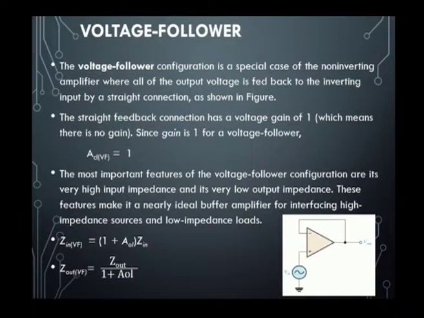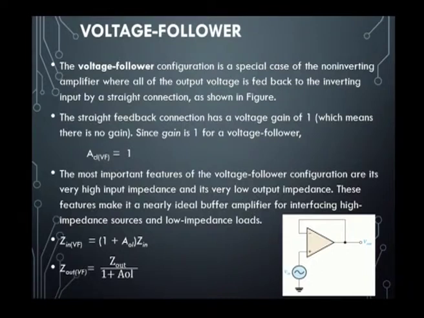The most important features of the voltage follower configuration are its very high input impedance and its very low output impedance. Because of these, we are able to achieve the voltage follower application with a gain of 1. These features make the voltage follower act as a buffer amplifier, for interfacing high impedance sources and low impedance loads. Buffer circuits are usually used for high impedance inputs and low impedance loads, so in those cases we use voltage follower circuits.